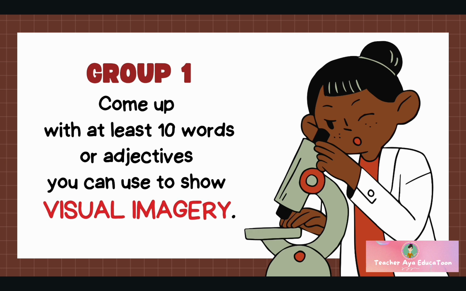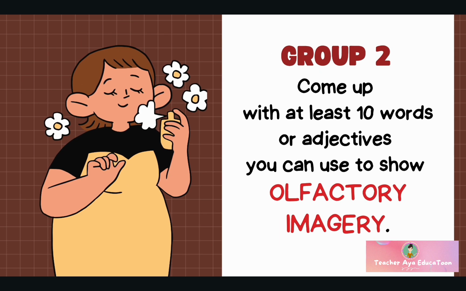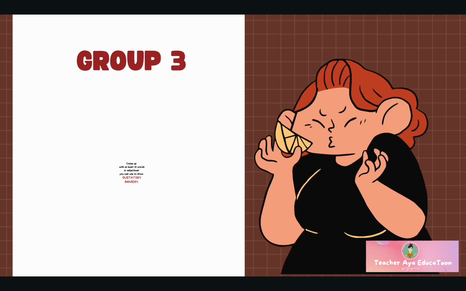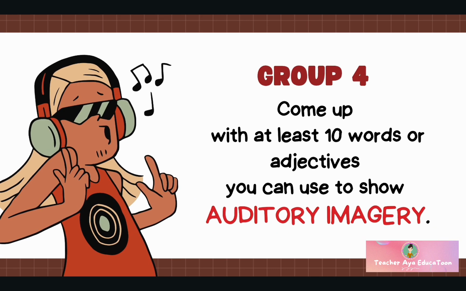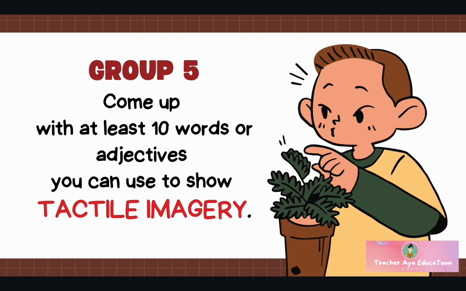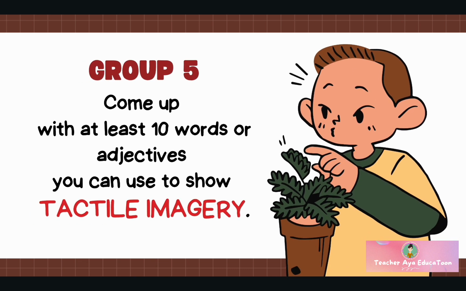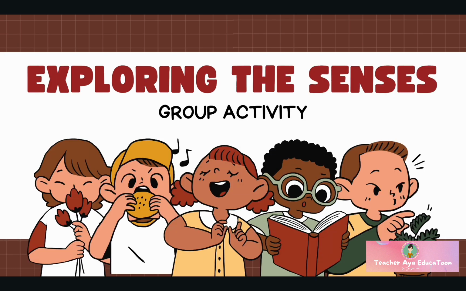Group 1 is assigned for visual imagery. Group 2 is olfactory imagery. Group 3 will work on gustatory imagery. Group 4, please do the auditory imagery. And Group 5 will have to work on the tactile imagery. Now go to your groups and start doing this activity.